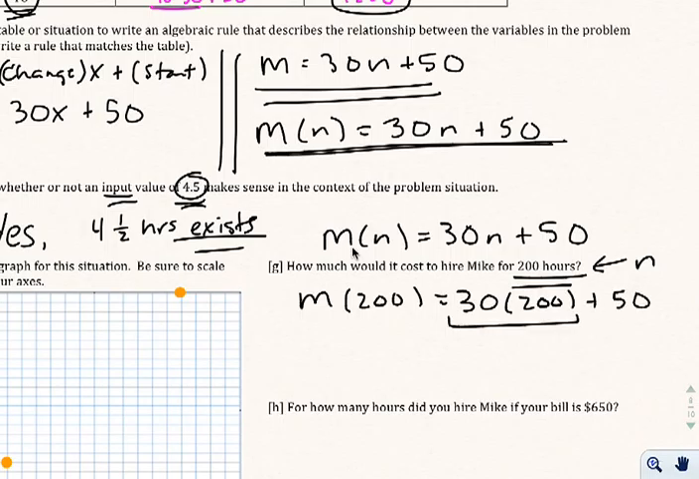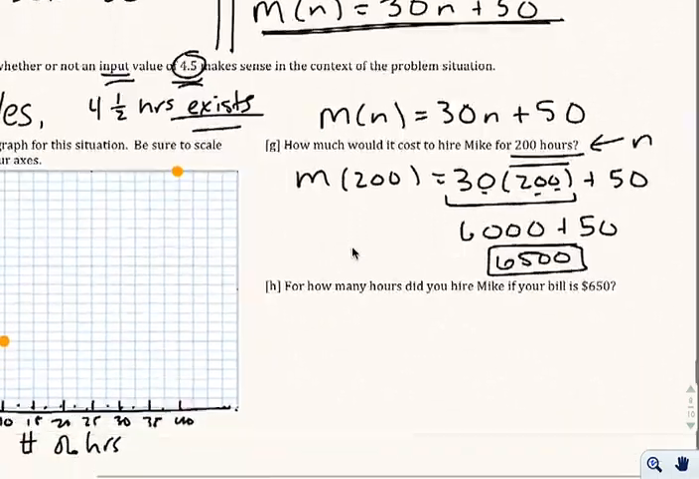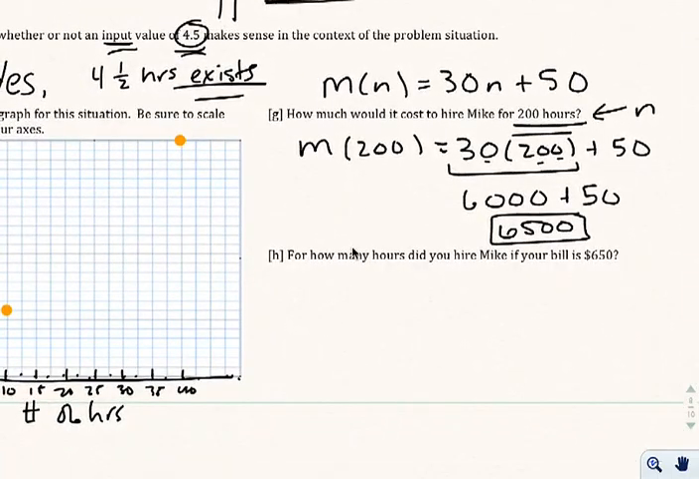Well, 30 times 200, well, let's see, 3 times 2 is 6, so there's 1, 2, 3 zeros. So to hire Mike for 200 hours is going to cost you $6,000 plus a $50 fee, so that'll be $6,050 for 200 hours of tutoring. And you guys, the scary part is that is literally how much it would cost. Like that's a legitimate amount of money to hire a tutor for 200 hours.